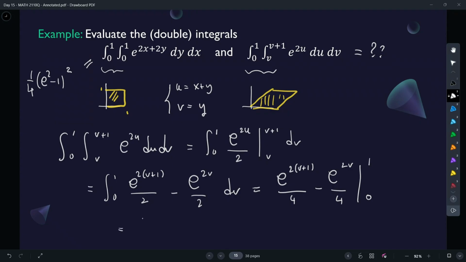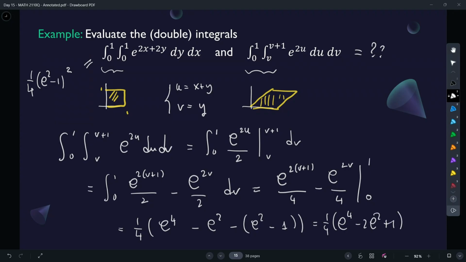At 1, there's a fourth multiplying everything. That's promising. And when v is 1, I get e to the 4, oh boy, minus e to the 2, minus the value at 0, which is e to the 2 minus 1. But that is a fourth. E to the 4 minus 2e squared plus 1.